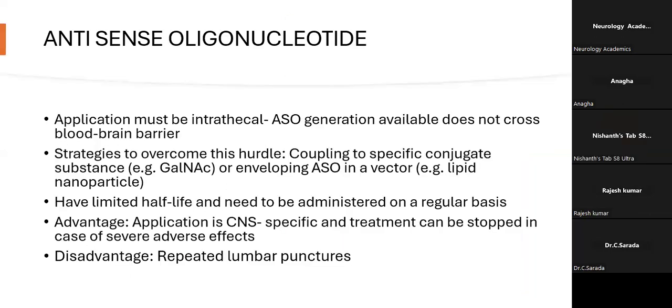And one specialty with antisense oligonucleotide is that the currently available ASOs do not cross the blood-brain barrier. Hence, all of the application must be intrathecal. The strategies to overcome this hurdle include coupling to specific conjugate substances like GalNAc, or enveloping the ASO in a vector, like in case of a lipid nanoparticle.